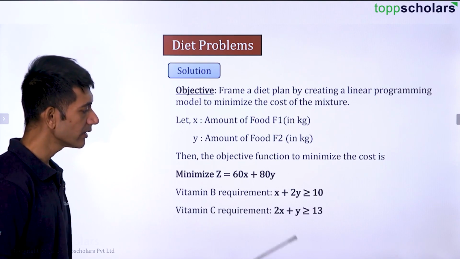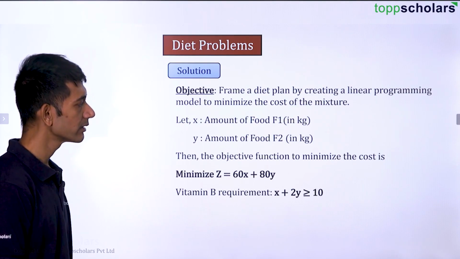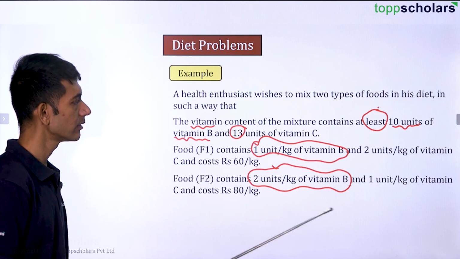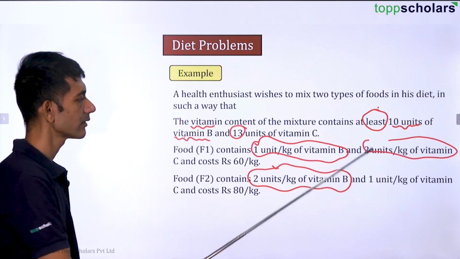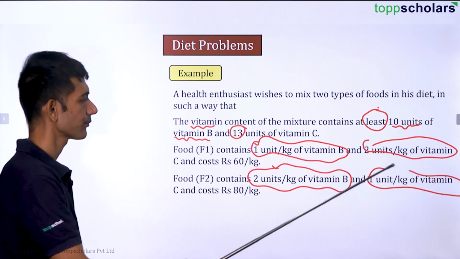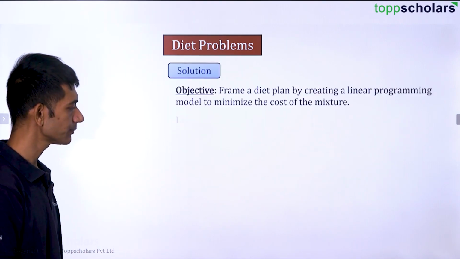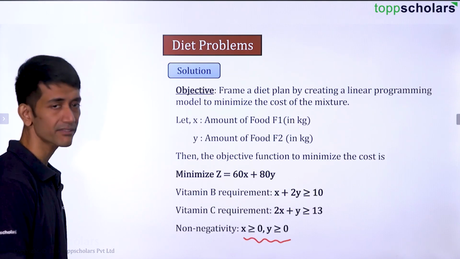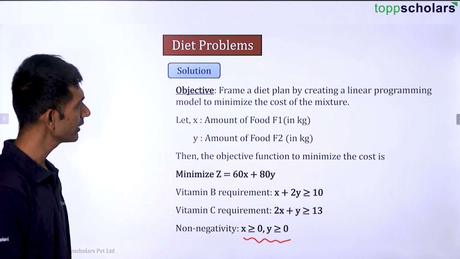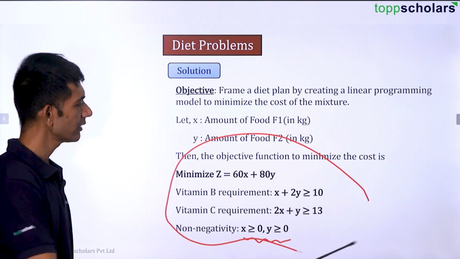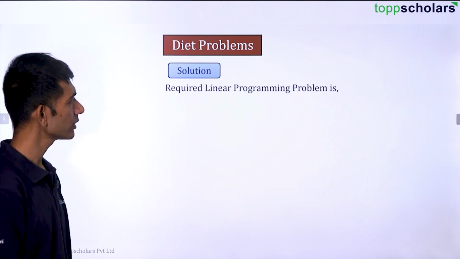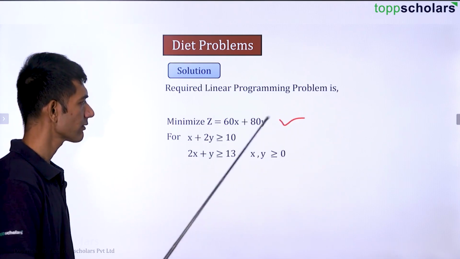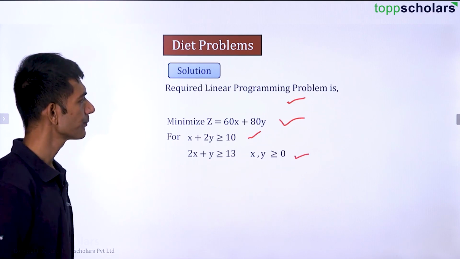Similarly, for vitamin C, we'll have 2X + Y ≥ 13. Again, for vitamin C, you have 13 here, with 2 units of vitamin C and 1 unit of vitamin C. So 2X + Y ≥ 13. And then the non-negative constraints, that is X ≥ 0, Y ≥ 0, right? Okay, now once we have this, all we need is a graph. So the required linear programming problem is the same thing again. So yes, this is correct.